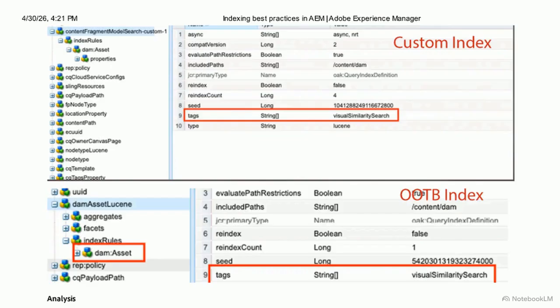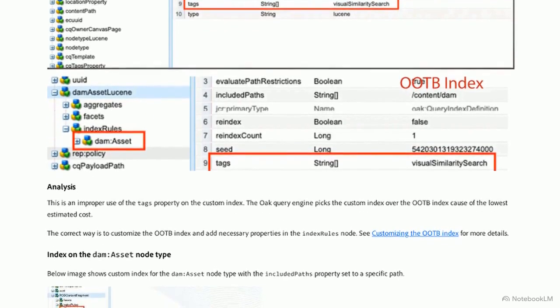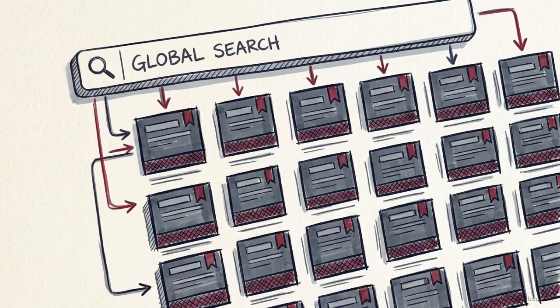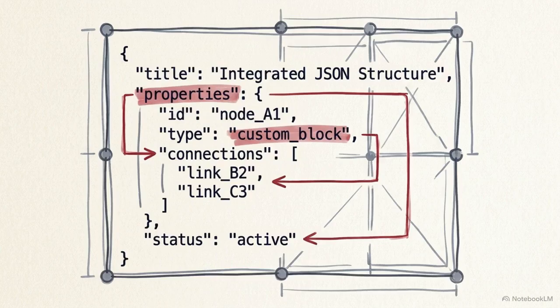This documentation shows the difference. Top, the improper custom index on the DAM asset node. Bottom, the correct approach, customizing the OOTB index. Copy the OOTB index, target the index rules node, and place new properties, like this tags property, inside the DAM asset rule. Embedding your rules into the OOTB index ensures the global repository search continues to function exactly as expected, while successfully supporting your custom business logic.